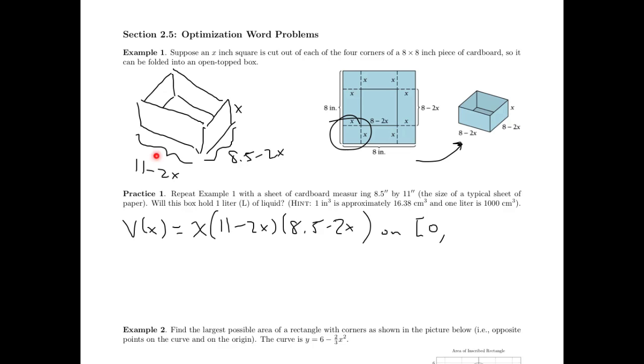And so the same thing's going to happen here. 11 minus 2x can't be negative, so x can't be any bigger than 5.5. 8.5 minus 2x can't be negative, so x can't be any bigger than 4.25. So that means the limit is really 4.25, the maximum size that x could be. If x is bigger than 4.25, then this picture doesn't make sense in some way. I'd have a negative number as a dimension. That's the way we think about it.